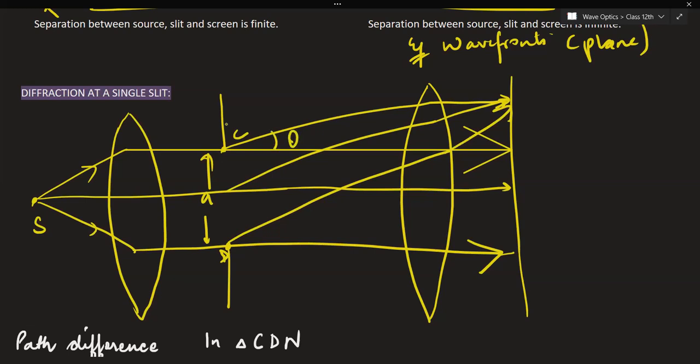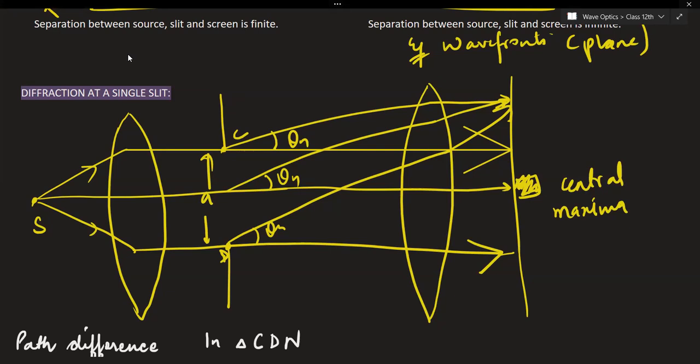Let's say this angle is some theta n. Here you will get the central maximum. Instead of the central bright fringe, you will be getting the central maximum here. See class, same construction, the rest of the thing will remain the same, whatever you have studied. Understood?